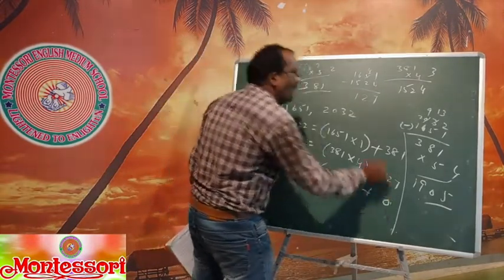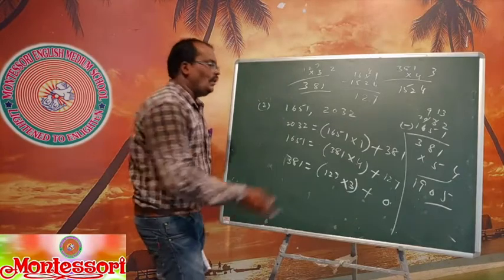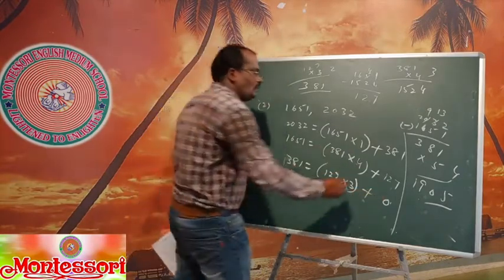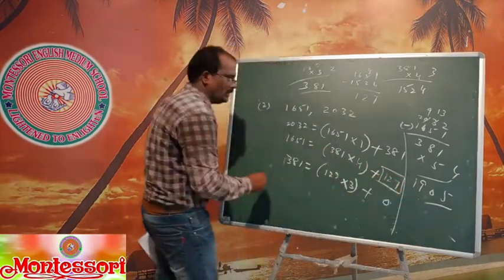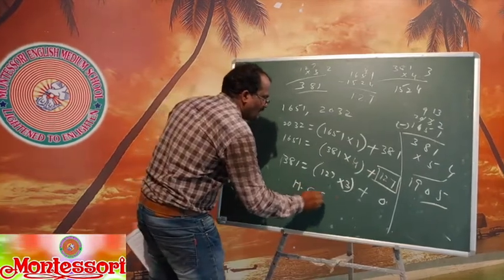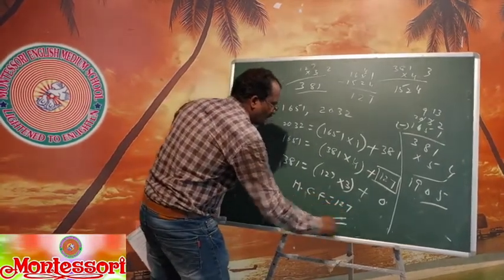That means the remainder is how much? 0. When you got the remainder 0, then what is our HCF? 127. What is the answer? HCF is equal to 127.